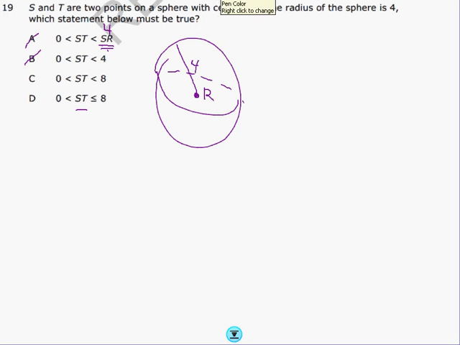We need to figure out how long ST can be. Well, if S and T are right beside each other, and I'm talking right beside each other, they're just a little bit greater than 0. So that explains this part. But how far apart can we get S and T? Well, let's say we have S on this side of the circle, or sphere, and T way over here. To get there, we have to go through the radius, and that part's 4, and that part's 4, so they'd be exactly 8 apart. So that's a possibility. So the answer is D.